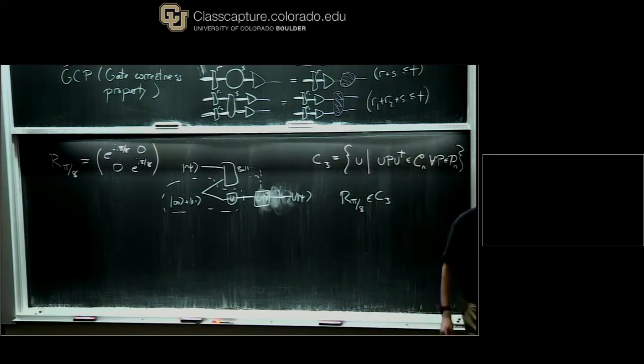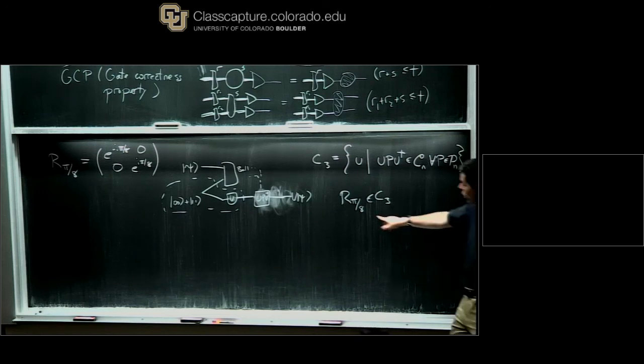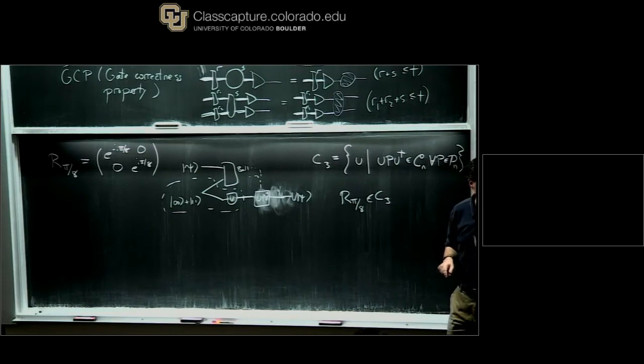You can work that out. You just have to calculate UXU dagger, ZU dagger. Well, UZU dagger is just Z because it's a diagonal gate. You just have to calculate UXU dagger, and you'll see that it's actually related to the pi over 4 phase rotation with a bit flip as well. Okay, so that's why this is one of the gates that I want to pick.